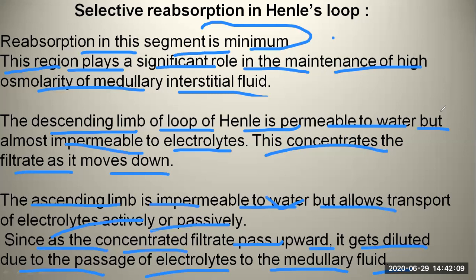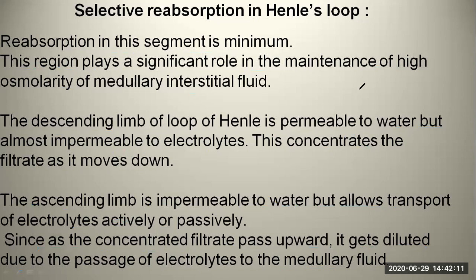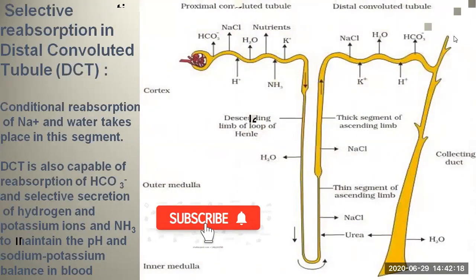So here you have to see there is the minimum reabsorption, but what is the basic function? The basic function is to maintain the osmolarity. So this is the basic function of the loop of Henle. Now in this figure you can see different regions of the nephron, and where these substances are secreted and which substances are absorbed. With the help of the figure, I'm going to discuss.